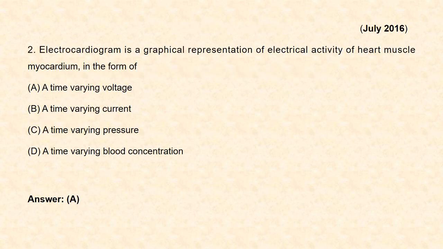Next question. This question was asked in July 2016. Electrocardiograph is a graphical representation of electrical activity of heart muscle myocardium in the form of option A, time varying voltage, option B, a time varying current, option C, a time varying pressure, option D, a time varying blood concentration. We know that ECG is graphical representation of electrical activity of heart in the form of a time varying voltage. So option A is correct.